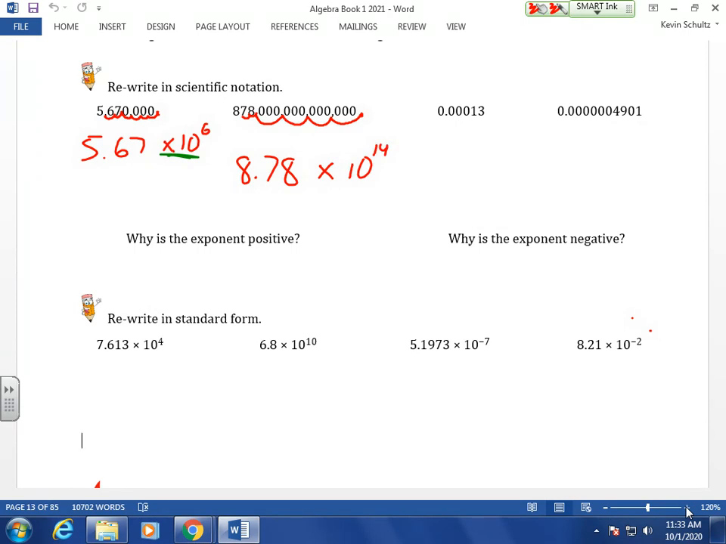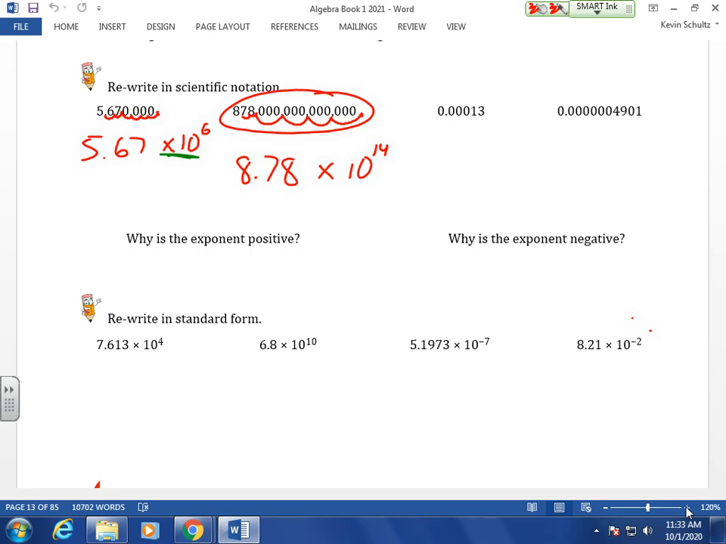14 places. Yes, Bridget. So the moving of the decimal is just helping you see what the times 10 to the power is? Yes, because if I give this number to you in scientific notation, what this means is that from 8.78, you will move the decimal 14 places to the right to get back to our original number. Okay?